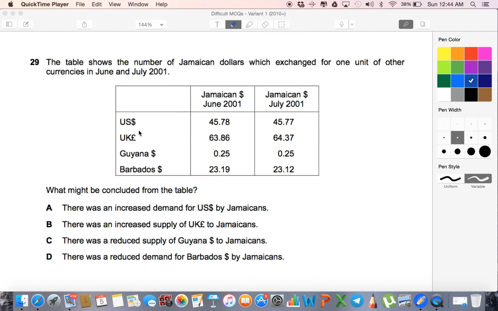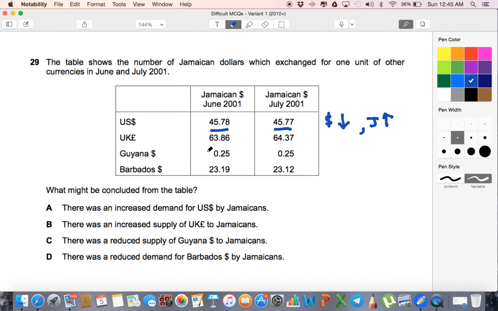So here 1 US dollar is equal to 45.78 Jamaican dollars, and the value then in July changes from 45.78 to 45.77. So in other words, $1 which previously was 45.78 is now 45.77, which means the value of the dollar has gone from 78 to 77. So the dollar value has gone down, which would mean if the dollar has depreciated against the Jamaican currency, the Jamaican dollar must be going up in value.